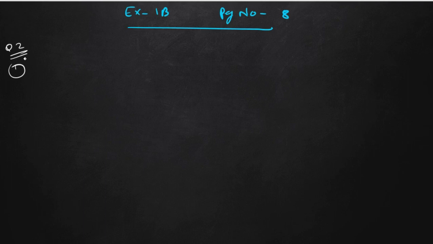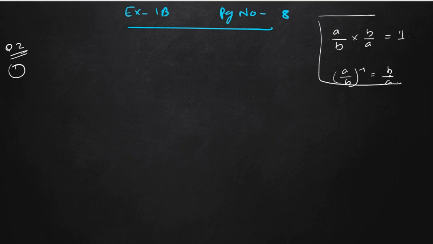Number 1. It is written: write the multiplicative inverse of 7. We have already read the definition of the multiplicative inverse. So what is the multiplicative inverse? The multiplicative inverse of a rational number a by b is its reciprocal, that is b by a. Why? Because if we multiply, we will get 1. And how do we write it? The inverse of a by b is b by a. So this was the concept which we have learned.